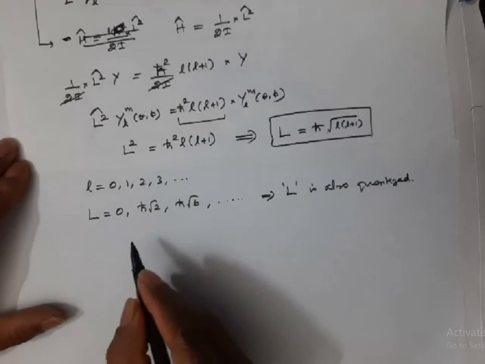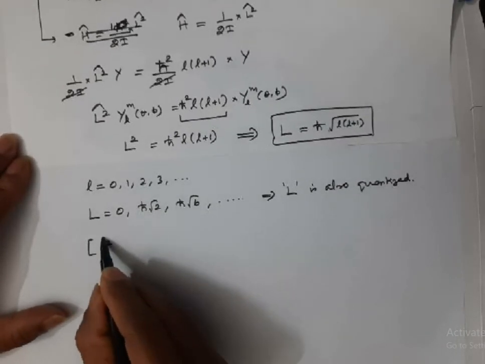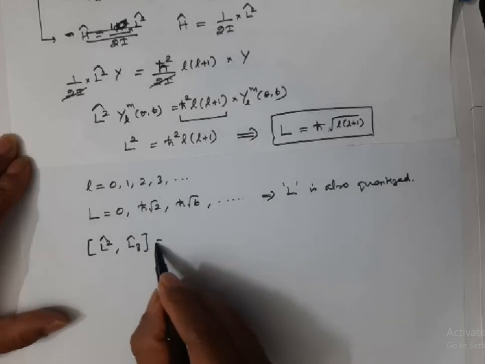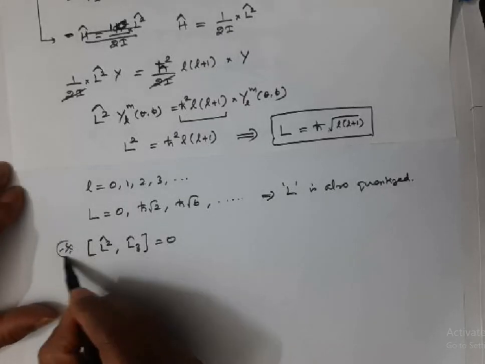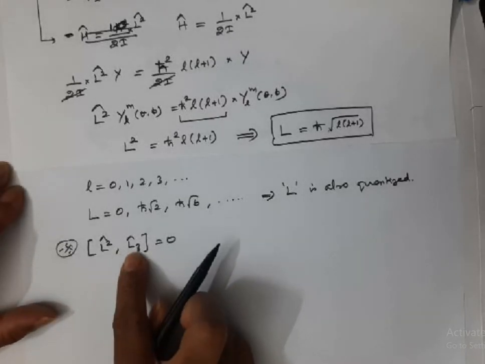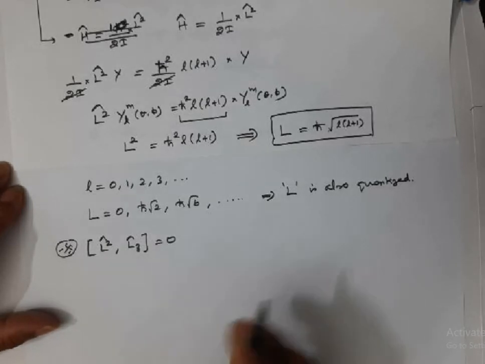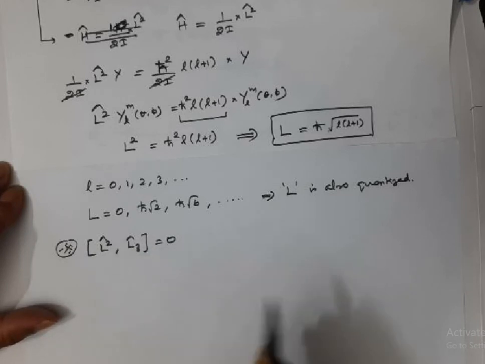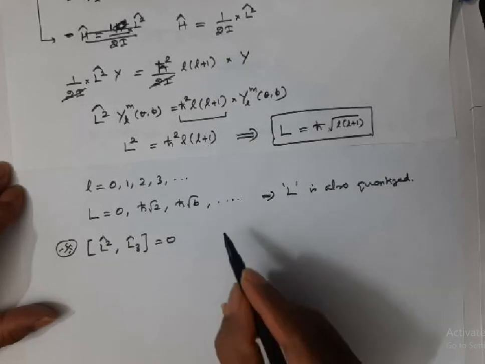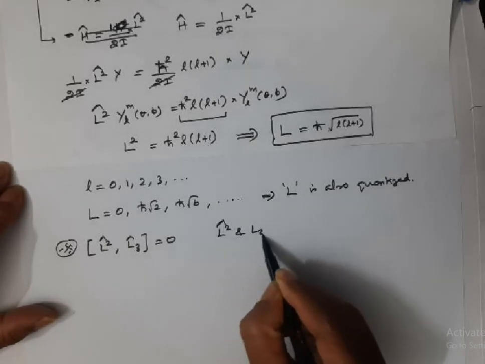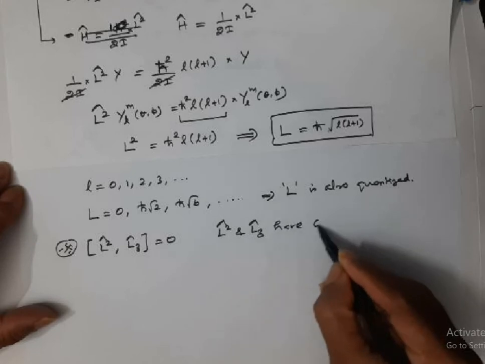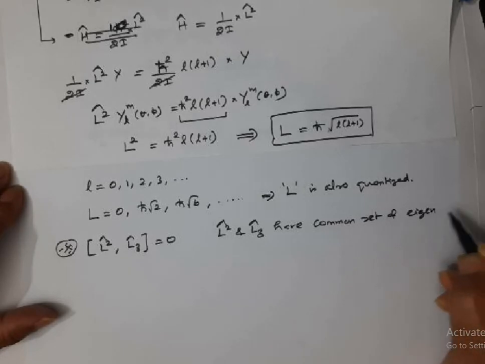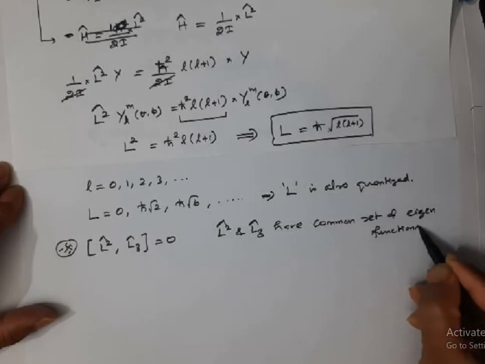Then we also know that the square of the total angular momentum operator commutes with the z component of the angular momentum operator. Very important. Therefore, the eigenfunctions of the L square operator should also be eigenfunctions of the Lz operator. They have a common set of eigenfunctions.